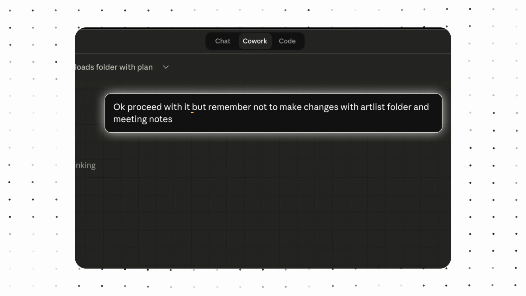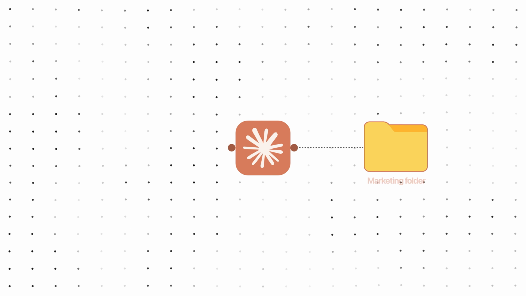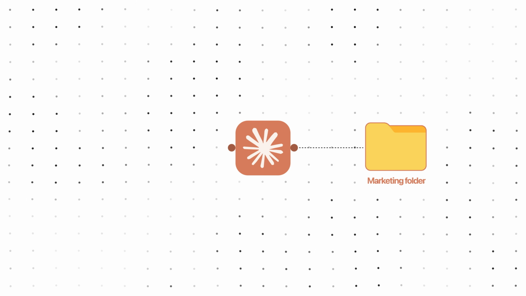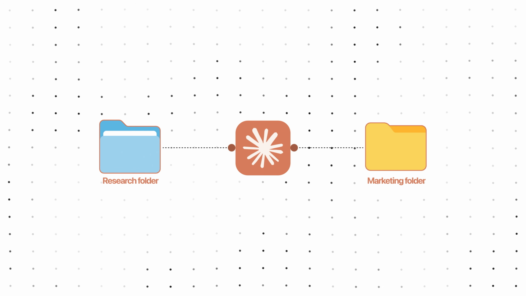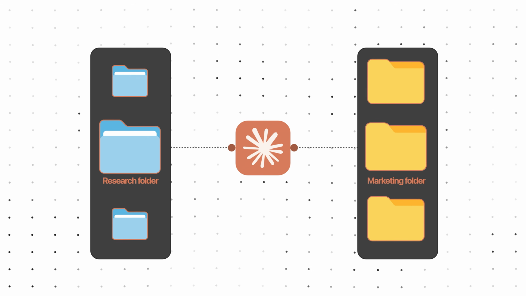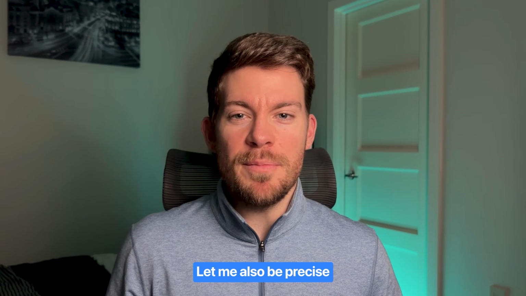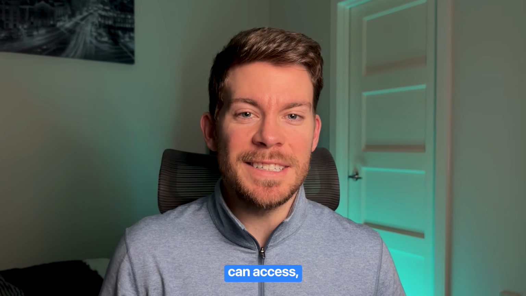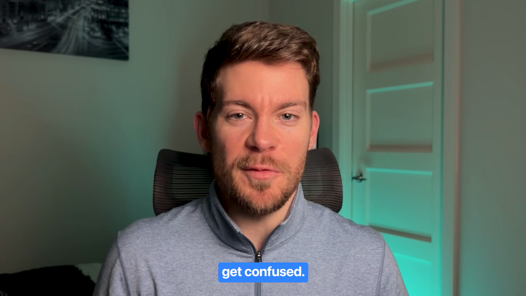You can also set folder-specific instructions. So if you point Claude at your marketing folder, it applies different context than when you point it at your research folder. This is a key feature for when you are managing multiple projects. Let me also be precise about what Cowork can access, because this is where a lot of people get confused.